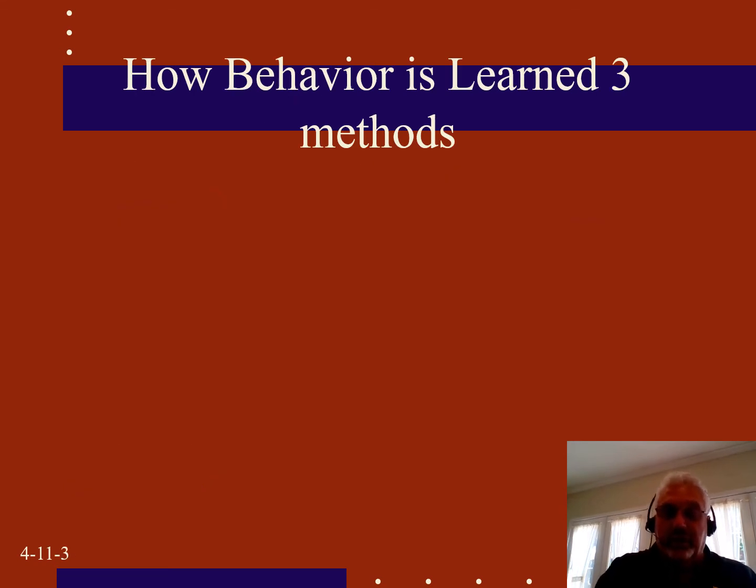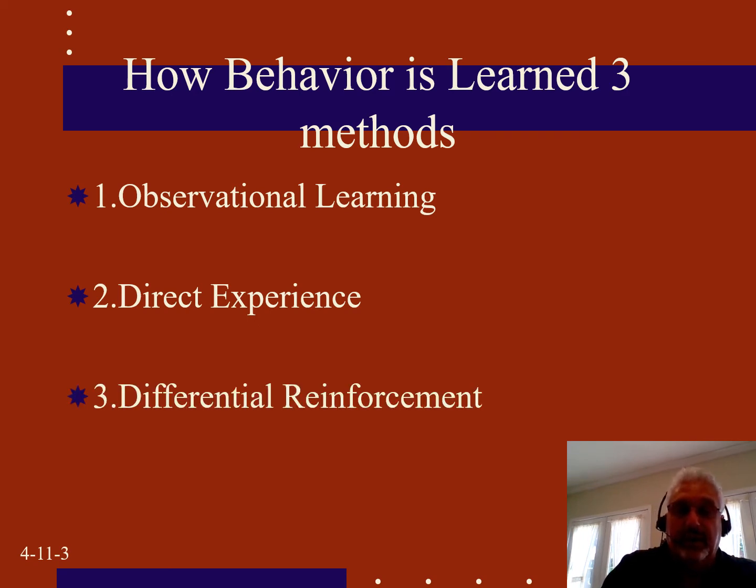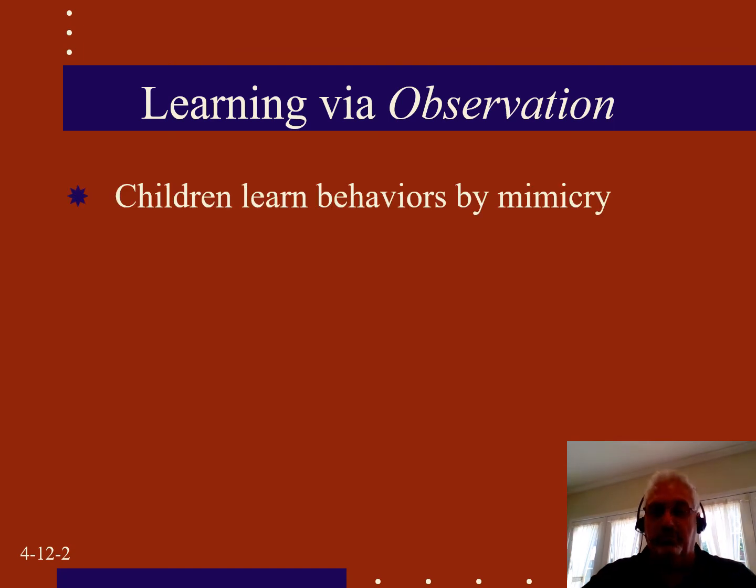So essentially, there are three modes through which behavior is learned. Number one is observational learning. Number two is through direct experience. And number three is through differential reinforcement. Okay? Observational learning, direct experience, and differential reinforcement. What is observational learning? How do we learn through observation? It's through mimicry. Children learn behavior through mimicry.